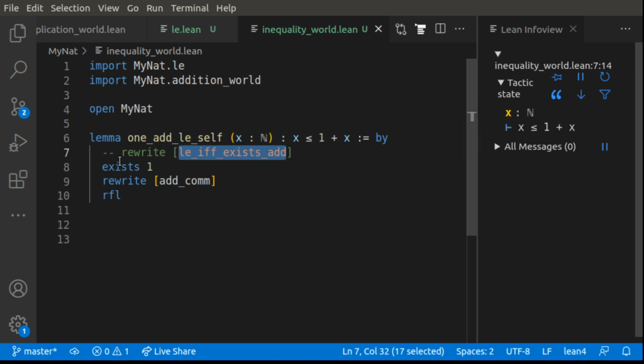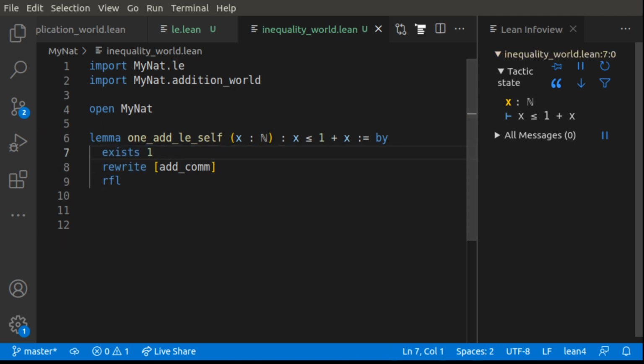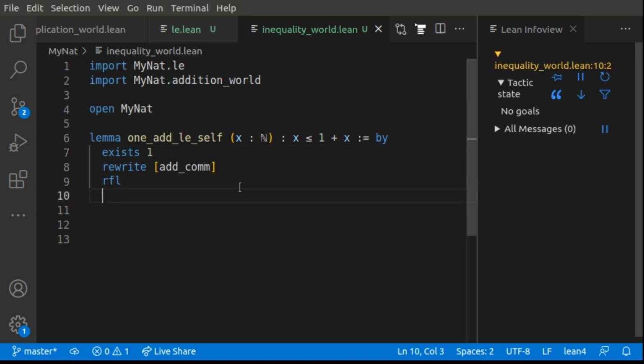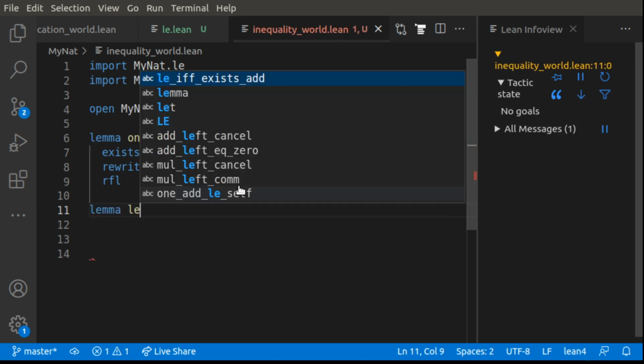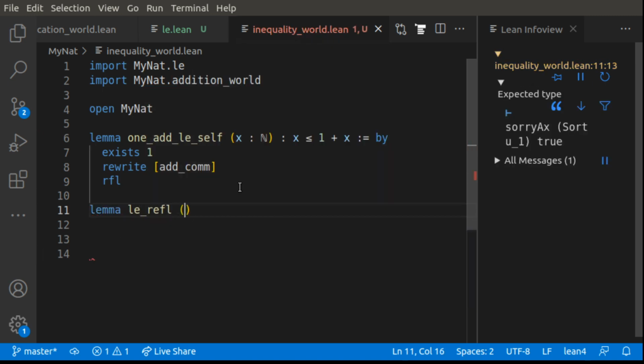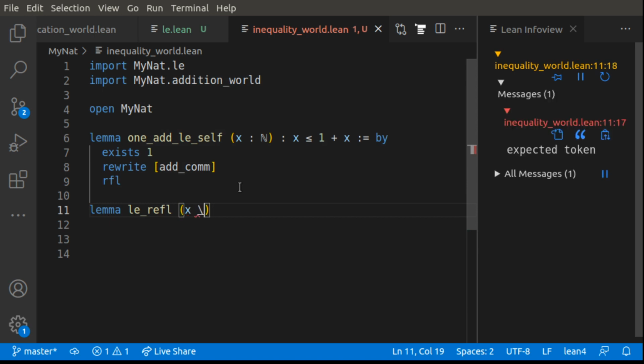Cool. Let's delete this line. Let's move on to the next level. Less than or equal to reflexive. Okay, I have an idea how to solve this. Less than or equal to reflexive, x belongs to N. Oops.